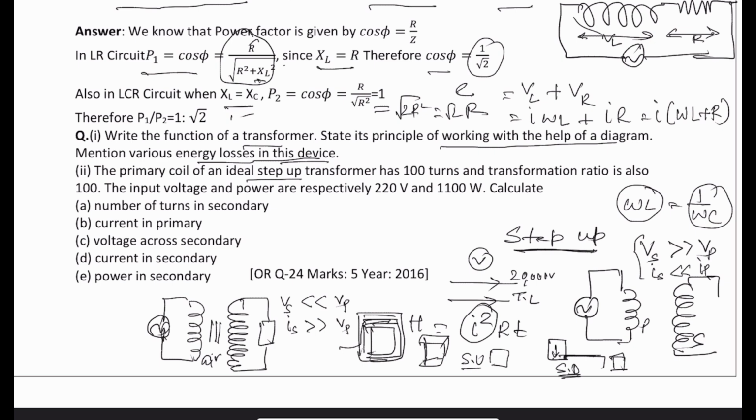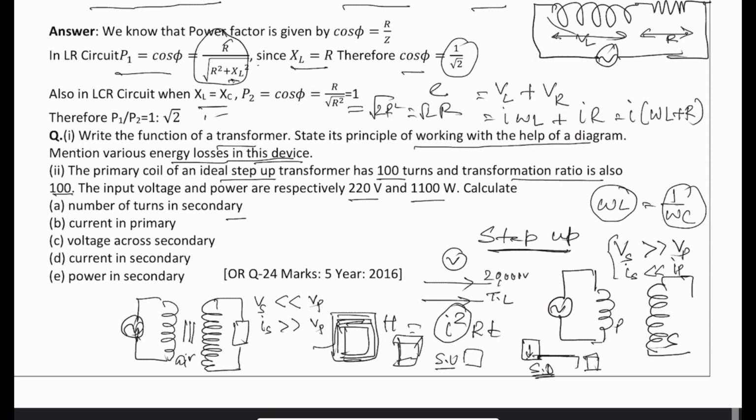It is given that the primary coil in a step-up transformer has 100 turns, and the transformation ratio is also 100. Normally this is a very ideal situation where input power and output power are the same. No transformer operates at such efficiency; there is always a loss. The input voltage is 220 volts and the power is 1100 watts. Calculate the number of turns in the secondary. You will learn many things while solving this question. Okay, let's proceed.